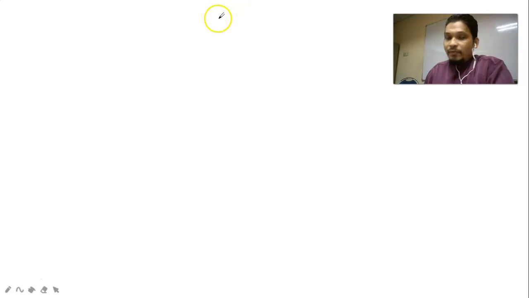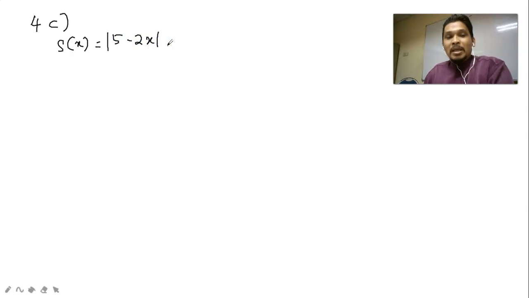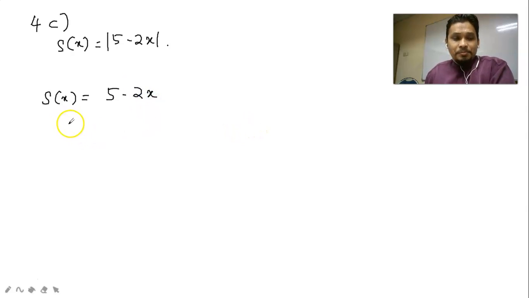I'll choose question number 4C. Again, determine the domain and range of the following functions. The function S(x) equal to the modulus of 5 minus 2x. Just ignore this sign of absolute values here. Just imagine that we only have y equal to 5 minus 2x. So we use the idea of when x equal to 0, y equal to 2 times 0, which is 0. 5 minus 0 equal to 5.